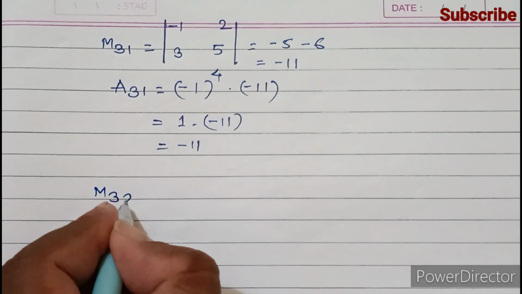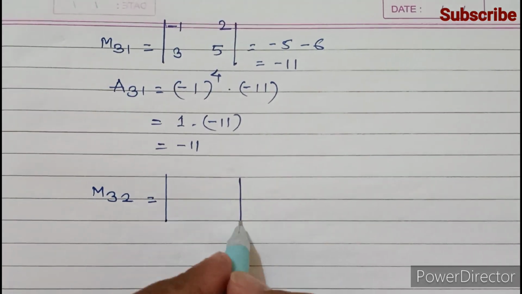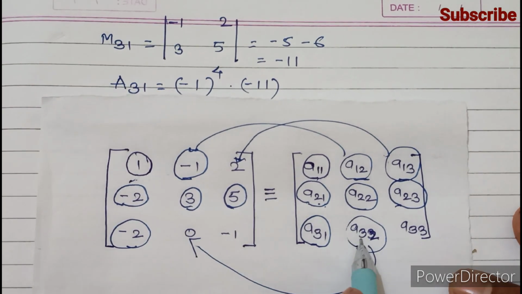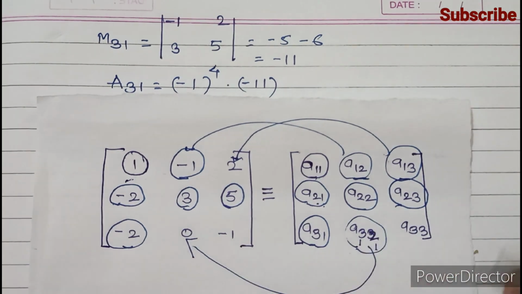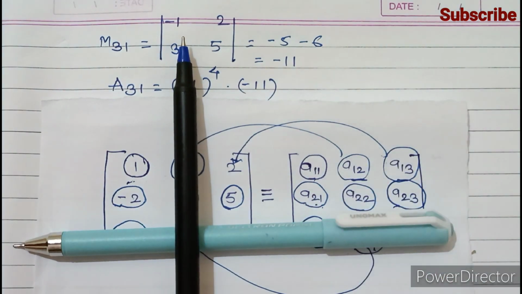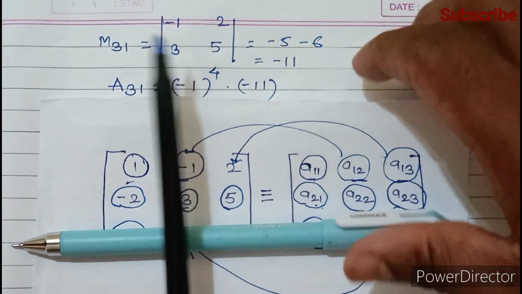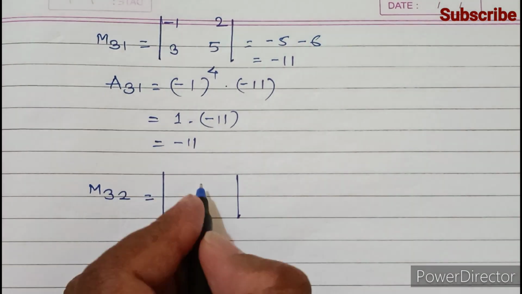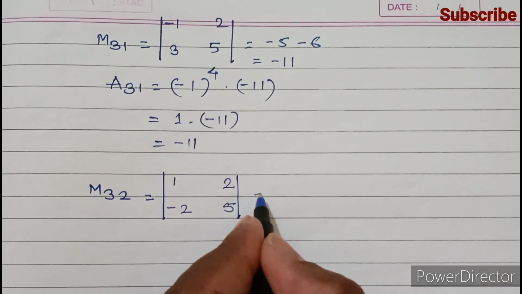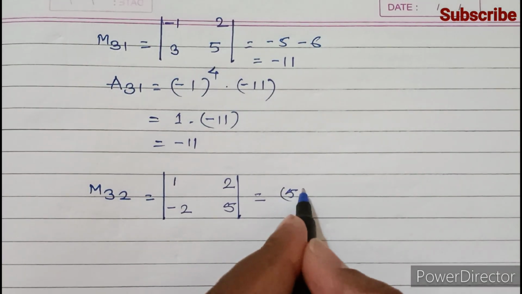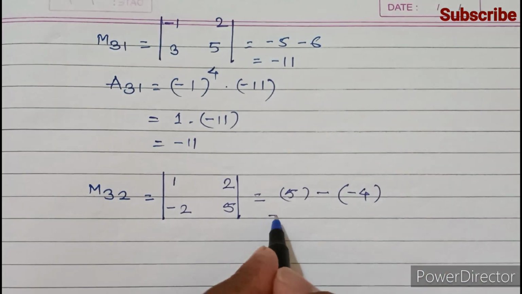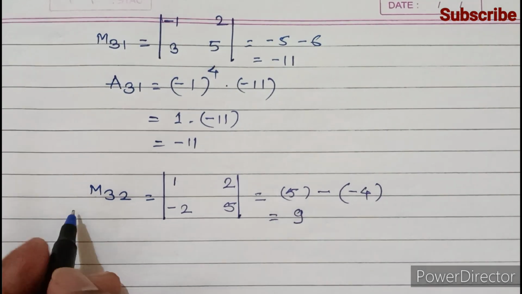Therefore M32 will equal the determinant, the minor of this element. The third row and second column will be dropped, and the remaining elements will be 1, 2, minus 2, 5. That will equal 5 into 1, that is 5, minus 2 into minus 2, that is minus 4, that is 5 minus minus, plus 4, 9. M32 equals 9.